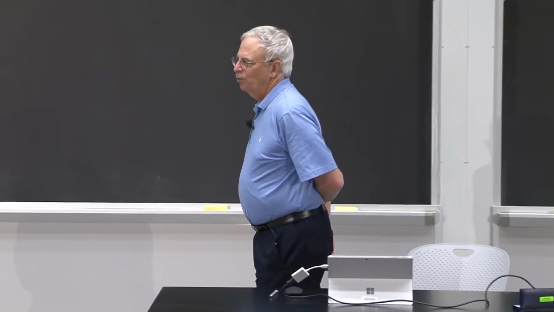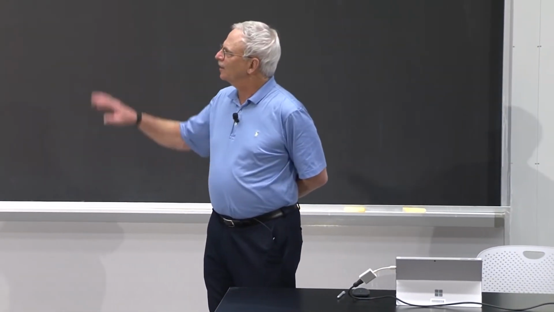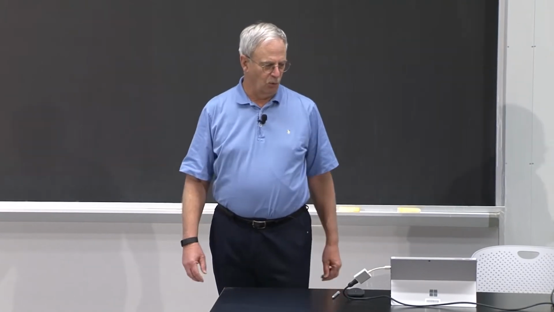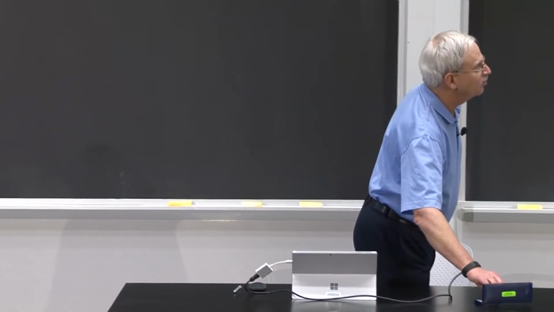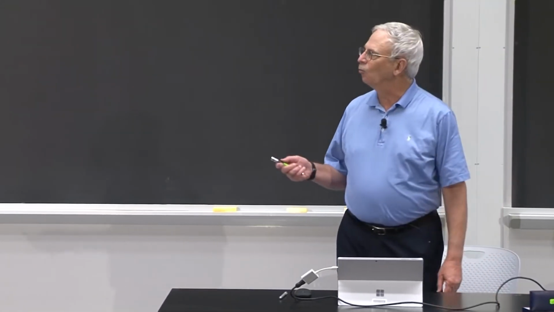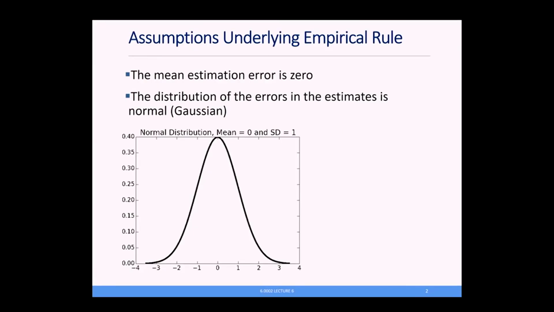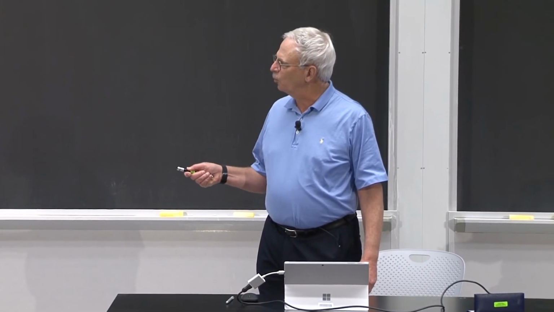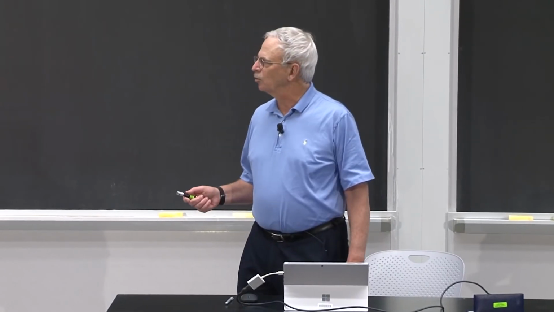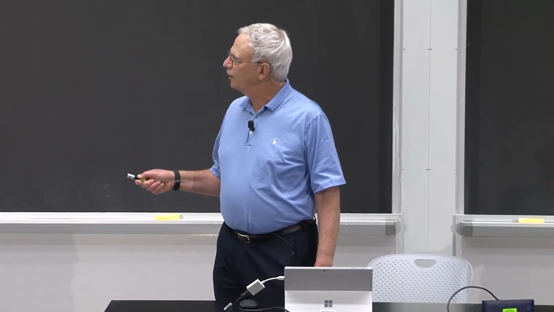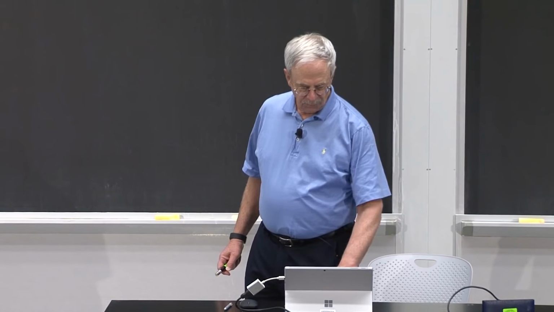So you may remember at the end of last lecture, I talked about the empirical rule and said that there were a couple of assumptions underlying it: one is that the mean estimation error is 0, and second, that the distribution of errors will be normally distributed. I didn't probably mention at the time, but we often call this distribution Gaussian, after the astronomer Carl Gauss. And it looks like that.